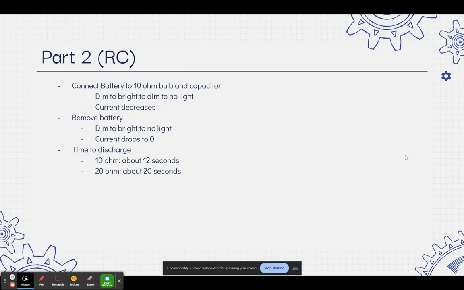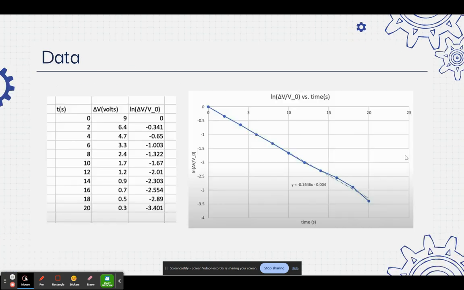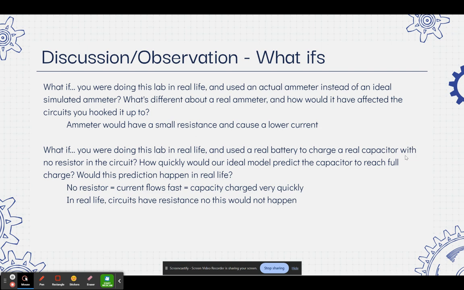The time to discharge with the 10 ohm one is about 12 seconds, and the time to discharge for the 20 ohm one is about 20 seconds. Now here are some data and graphs. You can pause the video and watch it.